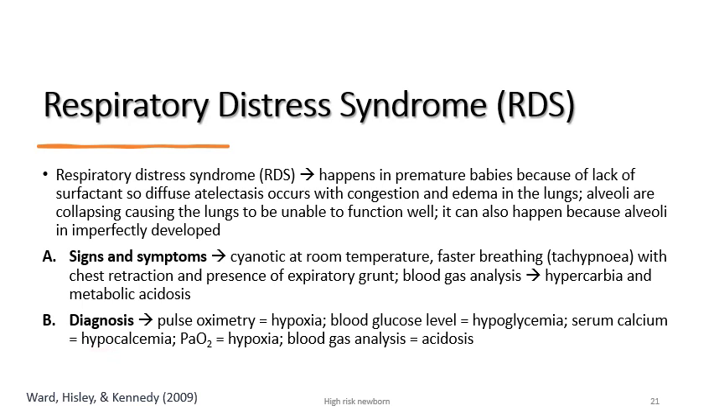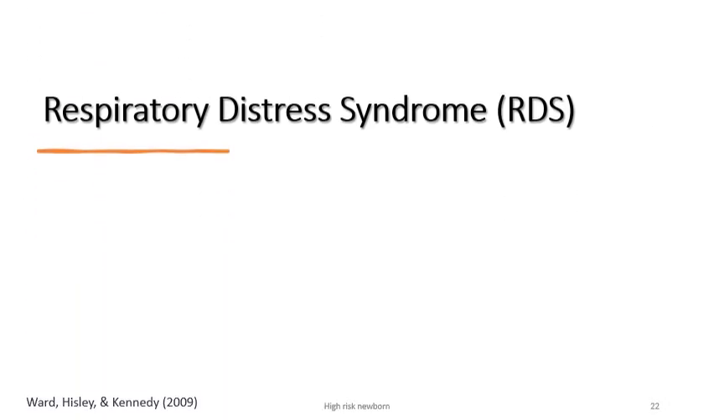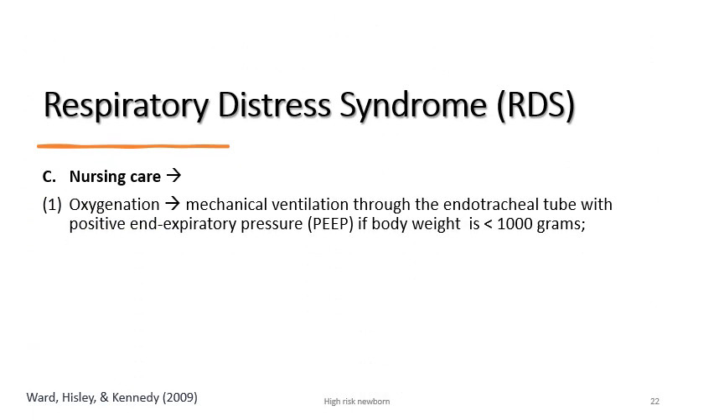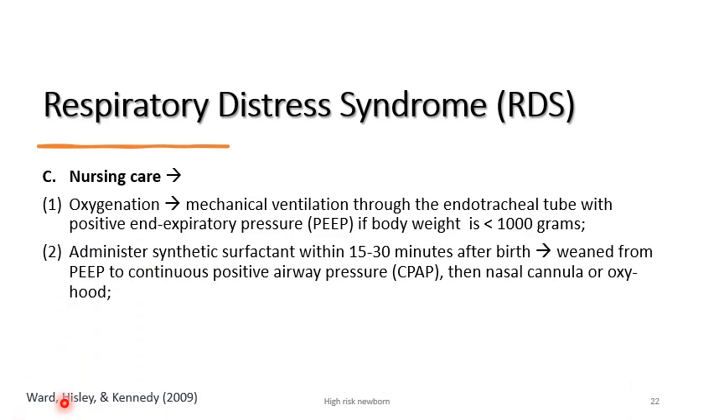As a nurse, what we can do is help in providing oxygenation. Mechanical ventilation needs to be provided to the baby using an endotracheal tube, performed by the pediatrician, and we attach it to the ventilation machine with PEEP, or positive end expiratory pressure, when the baby's weight is less than 100 grams. When the baby is bigger, we can change to another mode of mechanical ventilation.